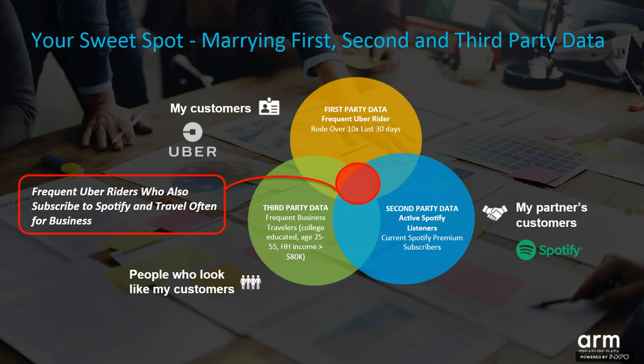Since we're launching a promotion for a new Uber Spotify service, your target customer would be frequent Uber riders who also subscribe to Spotify. Many of these customers also share the same characteristics as people who travel often for work. You might decide to launch an email marketing campaign to target this overlapping group, Uber riders who are also Spotify subscribers.